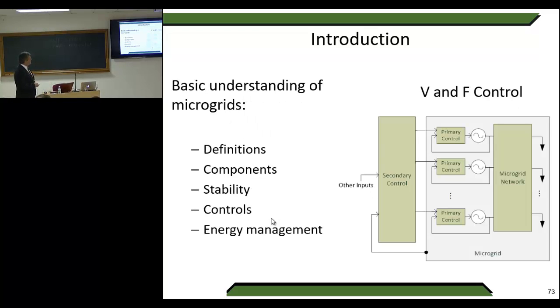In this introduction, our basic understanding of microgrids is the aim of this part 2. And again: definition, components, the idea of stability, controls, and energy management. You can see a voltage and frequency control general scheme here, the microgrid network with the loads, the generators, and how you face, for example, in secondary control, other outputs that are used to give control signals to the network. And not only to the generators, you can also give signals, as I will mention later, to some loads.